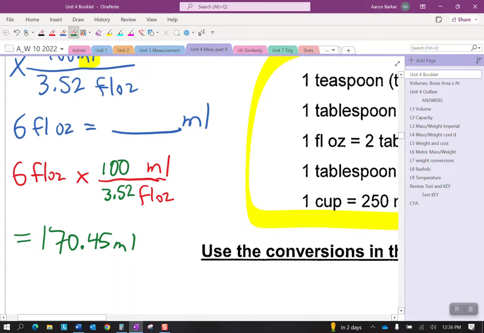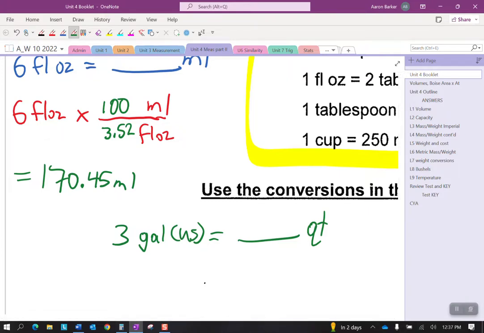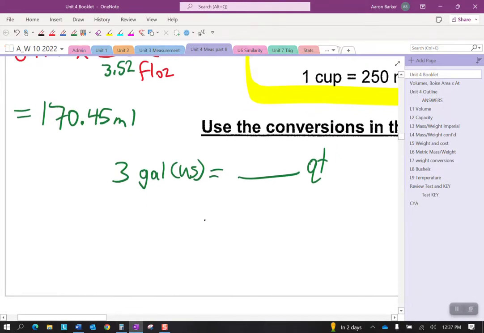Let's do another conversion. Let's convert 3 gallons US equals how many pints? Actually, let's go quarts, QT. Okay. So just on the bottom, 3 US gallons equals quarts. So write that down. 3 US gallons equals how many quarts?